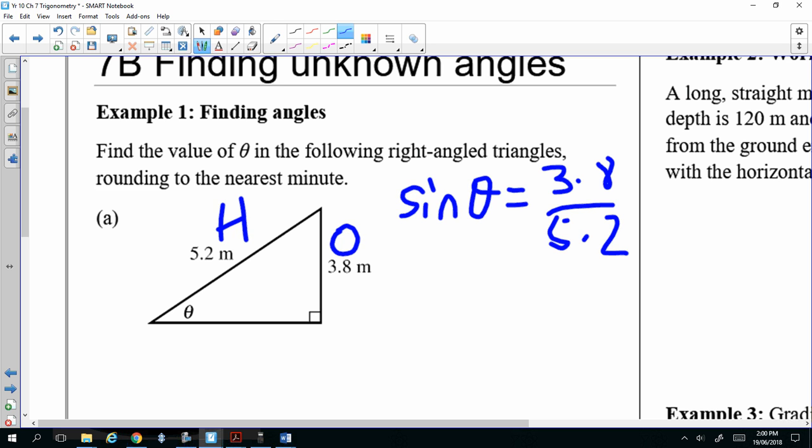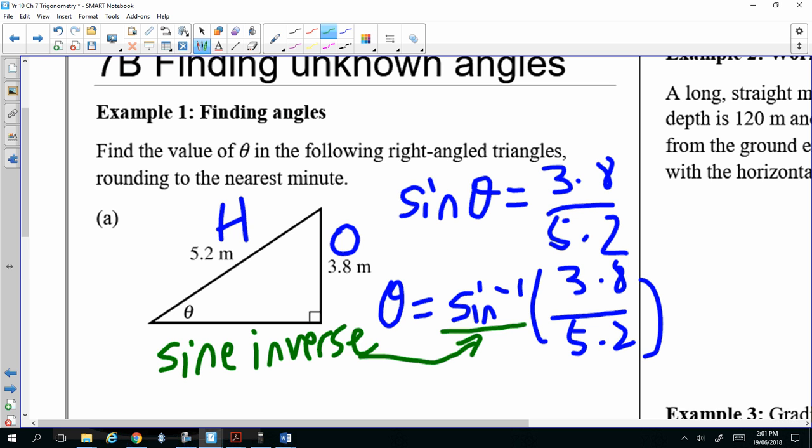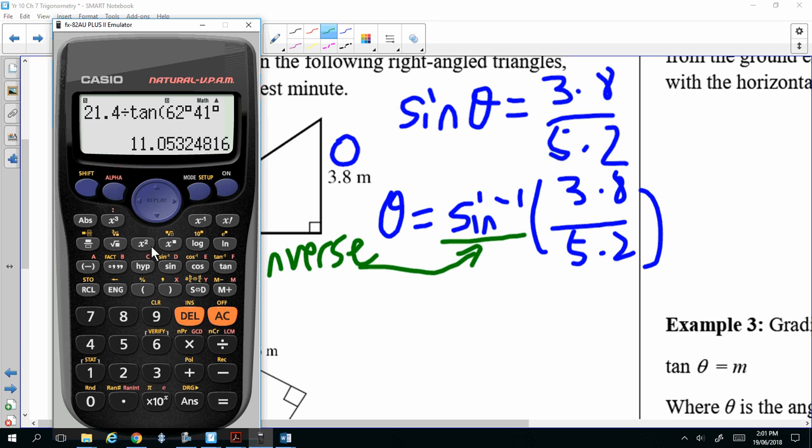Now to find angle, you have to learn this special button. You have to do the sine inverse. Sine inverse of 3.8 over 5.2. So how do you read this? You don't say sine to the power -1. It's read as sine inverse. Now how do I get sine inverse on the calculator? If you see there's a sine inverse on the shift button, the yellow symbol, so if you press shift sine, it gives you that button there, and then press 3.8 over 5.2, like this.